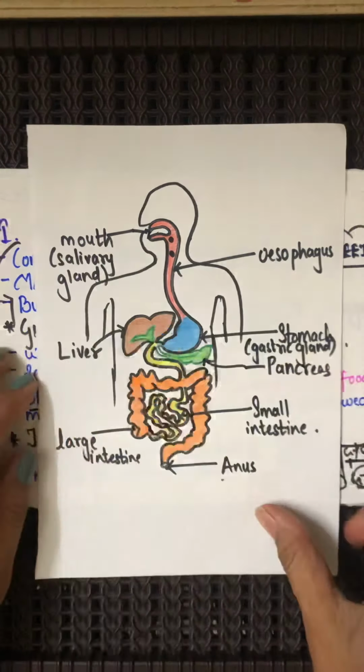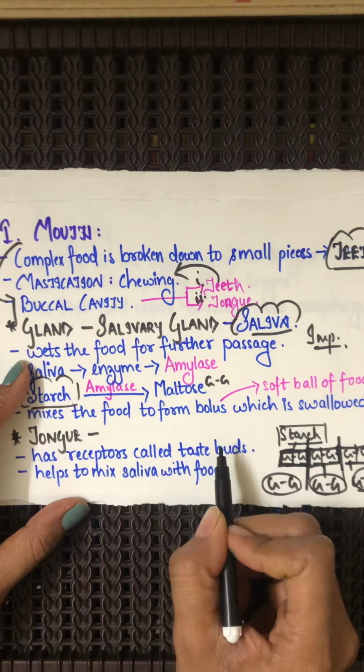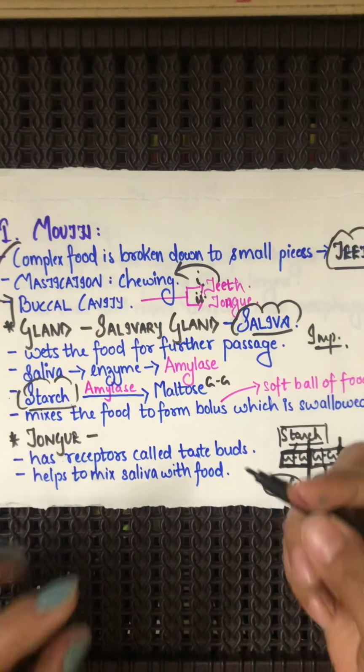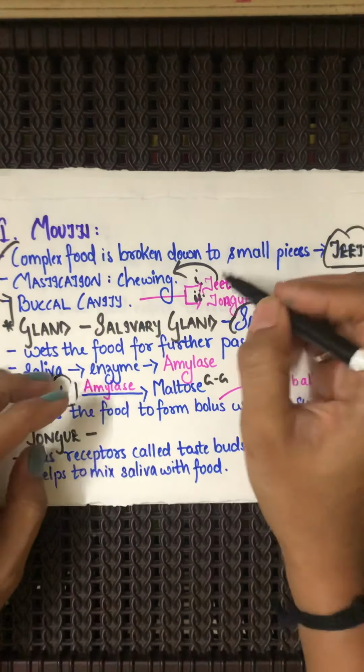So basically, what is the function of the teeth? That is mastication or chewing, breaking down the food into small pieces. What is the function of the tongue? It has taste receptors so that we can taste everything, and it helps to mix the saliva with the food. So these are the basic functions of teeth and tongue.